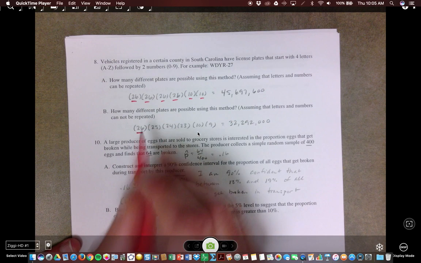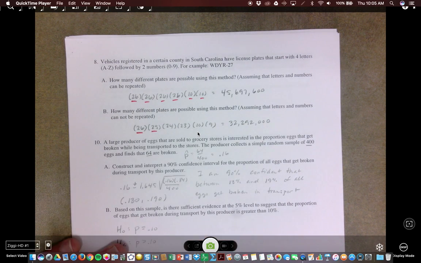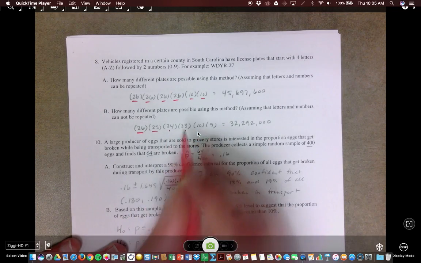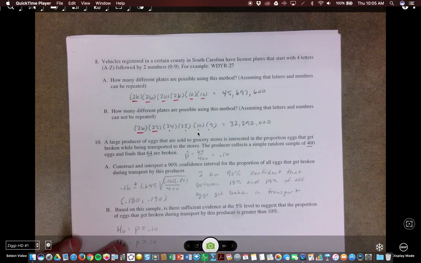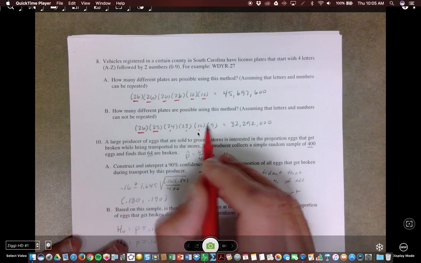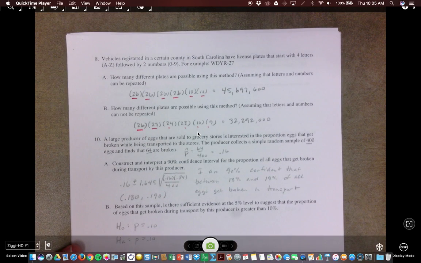Then if the plates are made so that the letters and the numbers cannot be repeated, you can get 26 different letters for the first one, but then we've already used one, so we only have 25 for the next one, 24 for the next, and 23 for the next. And then the same thing with the numbers. The first number could be any of 10, the second number could be any of 9, and if you multiply those out, you're going to get about 32 million.